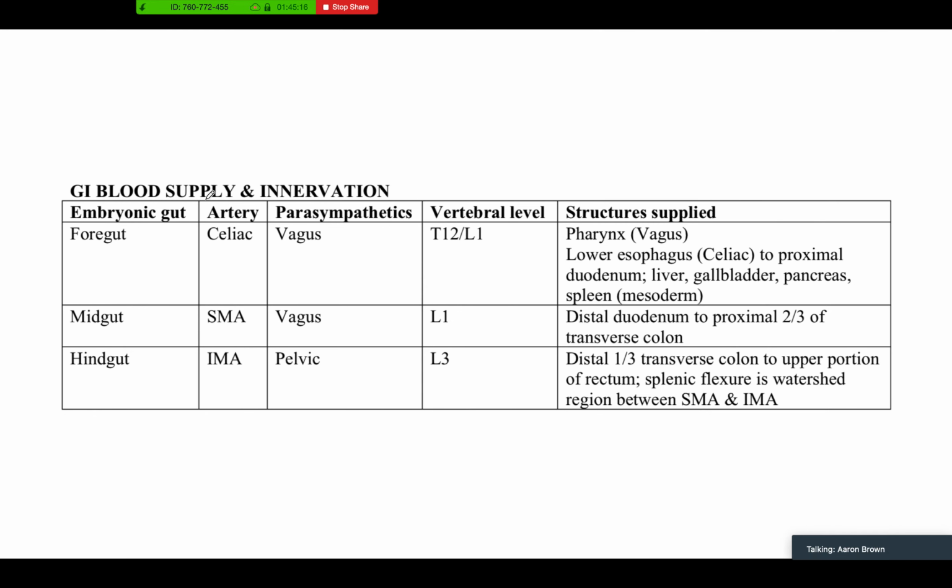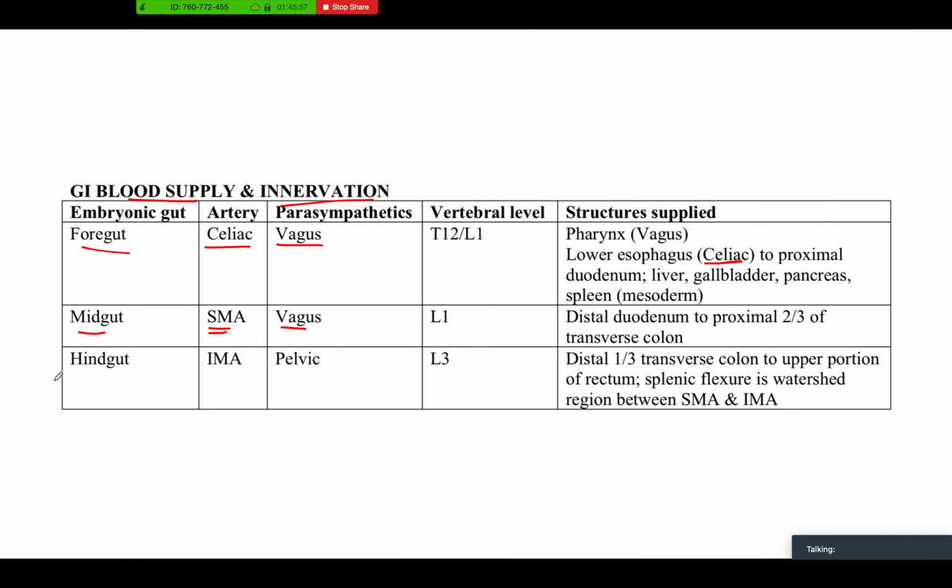So anatomy and physiology. In terms of the blood supply and innervation, what I told you before is going to apply here. For our foregut, anything from the stomach all the way through the second part of the duodenum will be supplied by the celiac artery. Parasympathetics are coming from the vagus, and the sympathetics are going to be coming from the celiac plexus. Okay. Midgut's artery supply is SMA. Midgut is everything from the second part of the duodenum to 2/3 of the transverse colon. Parasympathetics are going to be the vagus, and the sympathetics are the superior mesenteric plexus.